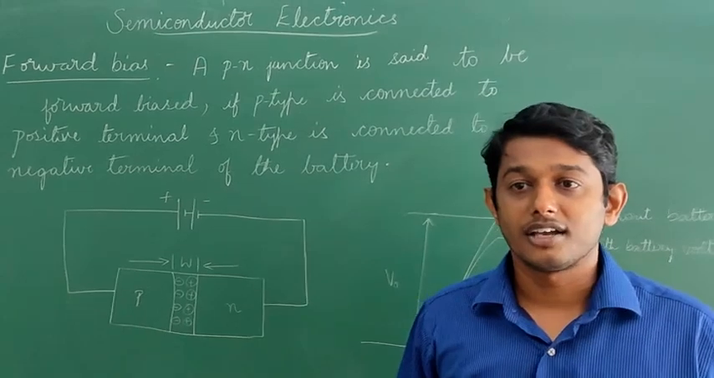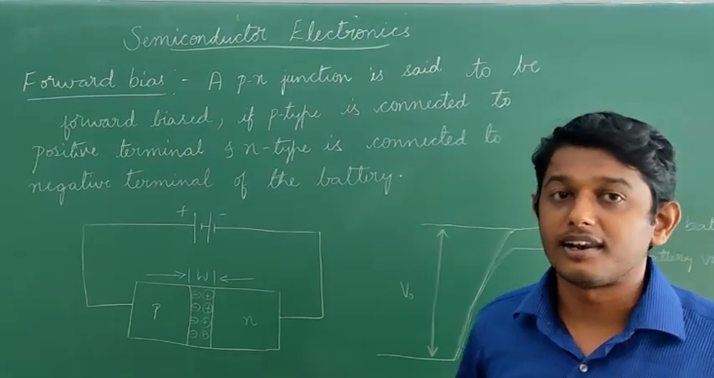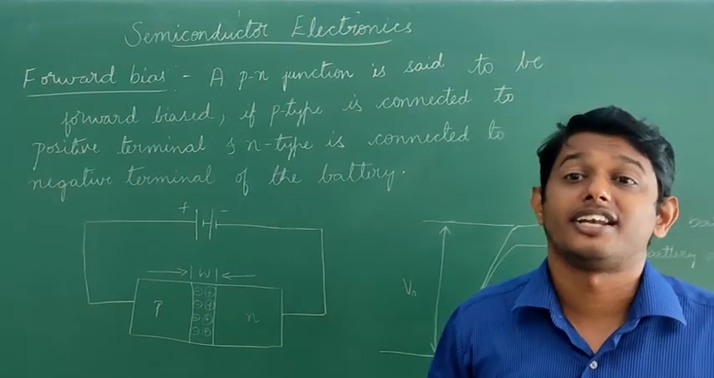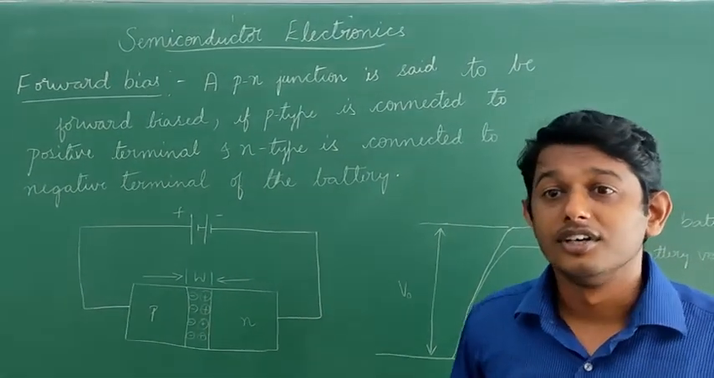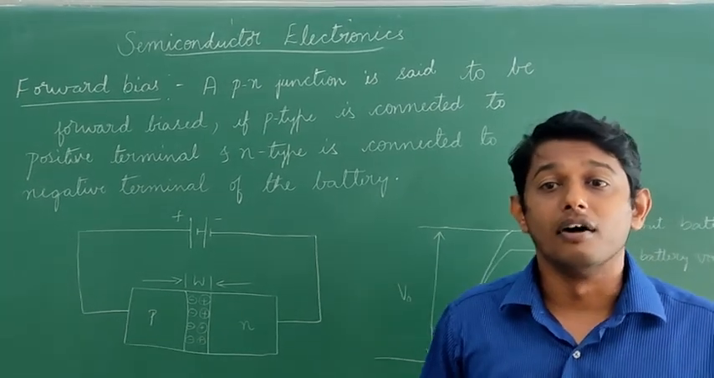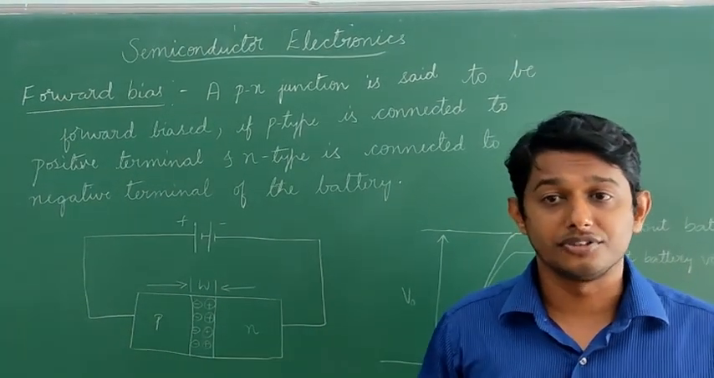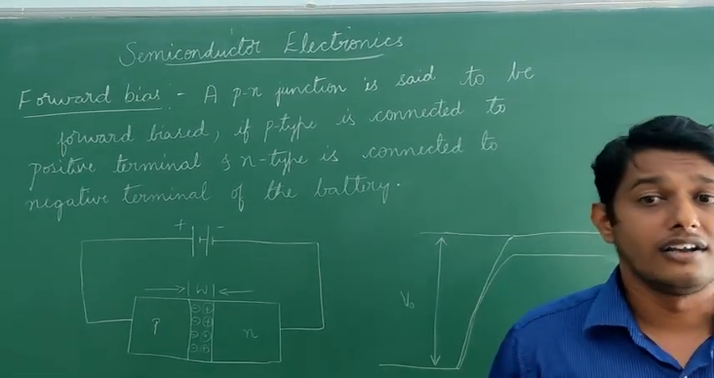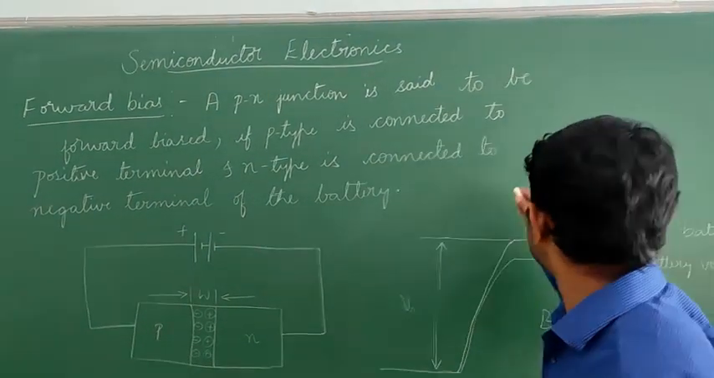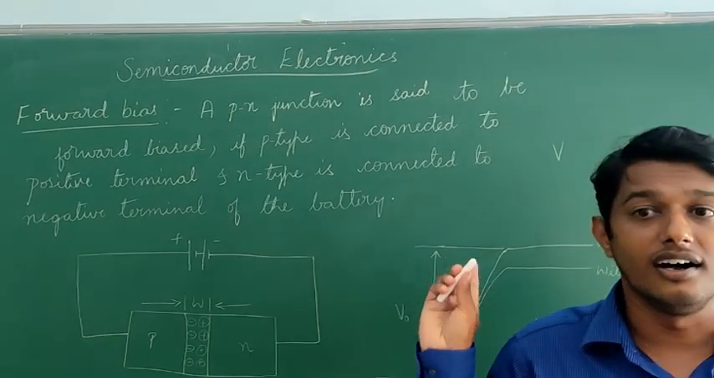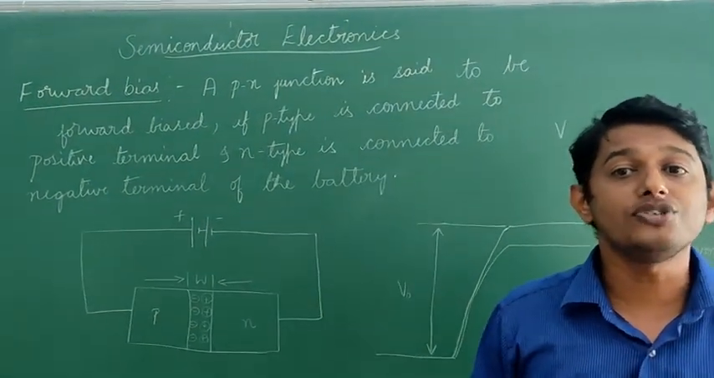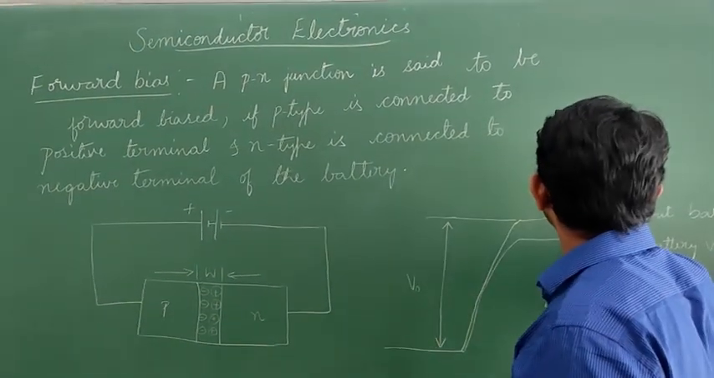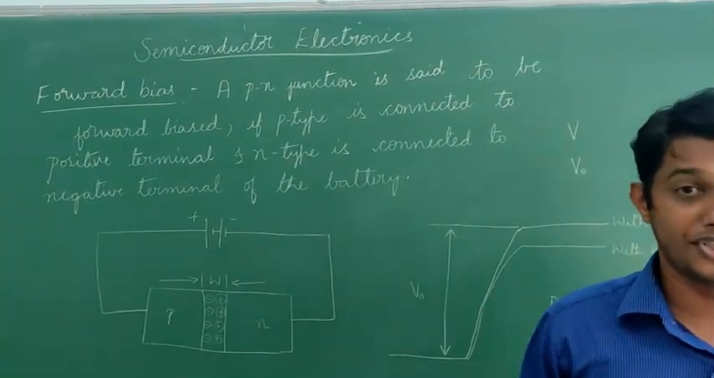In forward bias, the P side is connected to the positive terminal of the battery and the N type is connected to the negative terminal. I hope you know this now. So the direction of the applied voltage is opposite to the built-in potential. This is the applied voltage V. It is opposite to the built-in potential V0. So V0 is the built-in potential.